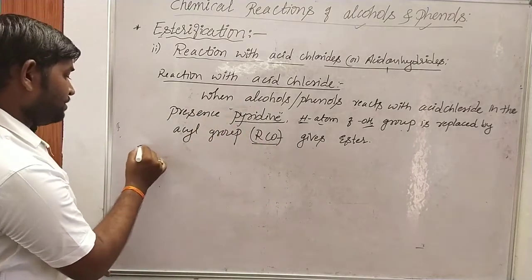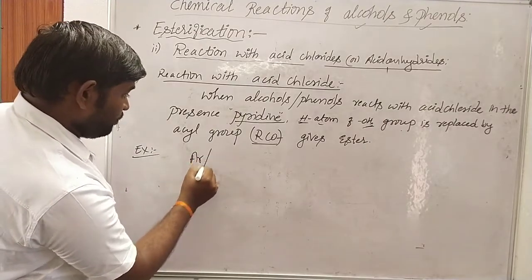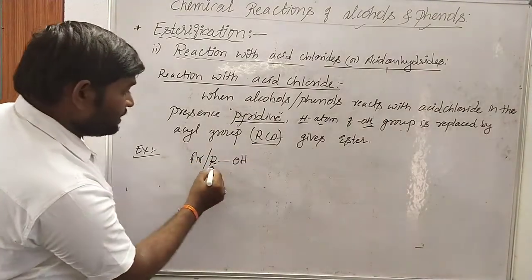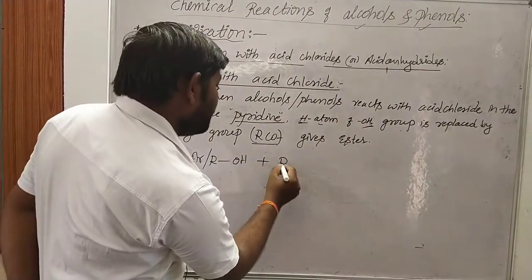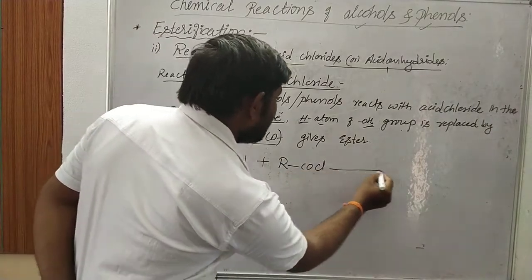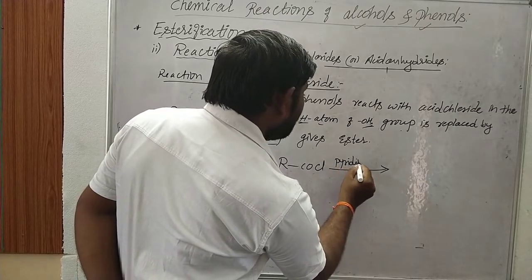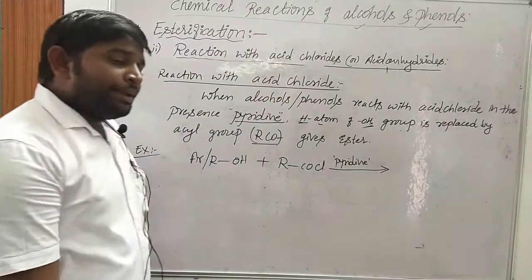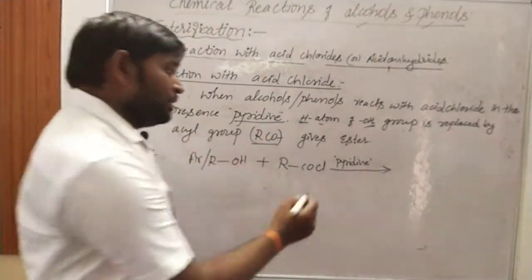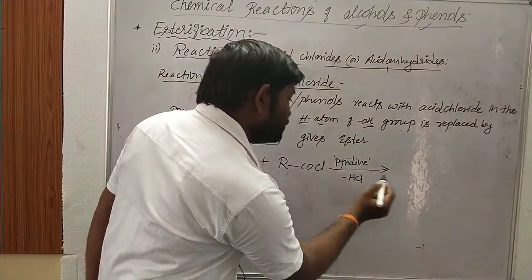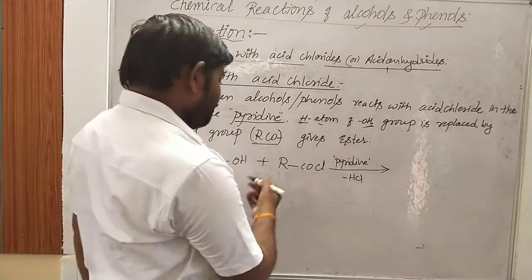Let us consider some examples. Alcohol or phenol, written like this, is considered either an alcohol or a phenol, which reacts with acid chloride, that is RCOCl, in the presence of pyridine. Here, what is the function of pyridine? Pyridine has the tendency to absorb HCl gas, so it absorbs HCl completely and leads to the formation of the rest of the reactants as products.